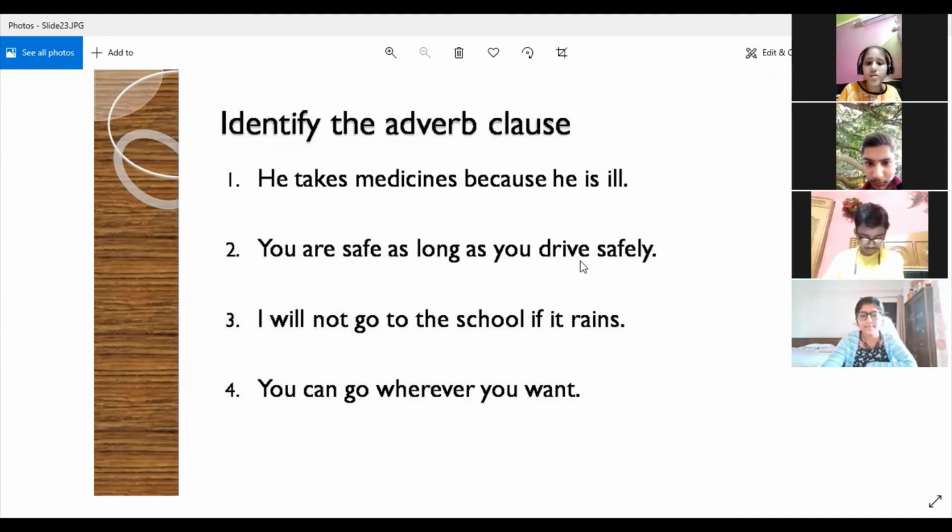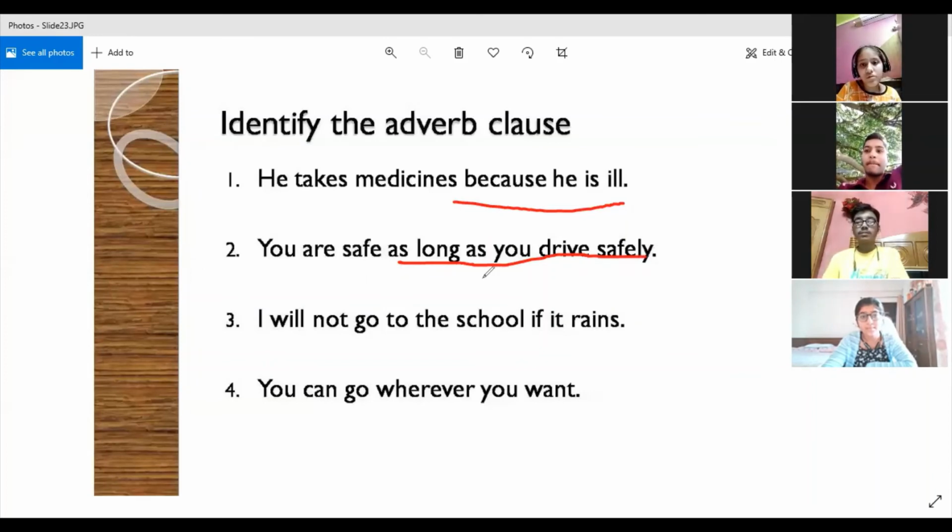Correct. So our answer will be this part, because he is ill. Next, you are safe as long as you drive safely. Arav? Ma'am, as long as you can drive safely. Ma'am, it is an adverb clause of comparison. Adverb clause of time. You are safe till when? As long as you drive safely. So it is not comparing two things. It is telling you the time till which you are safe. So it will be adverb of time.